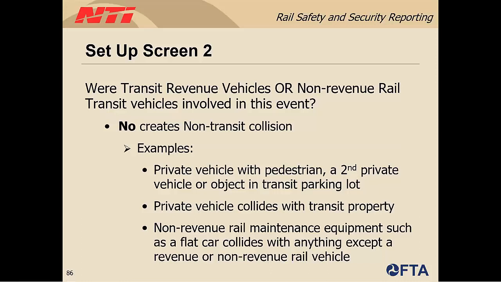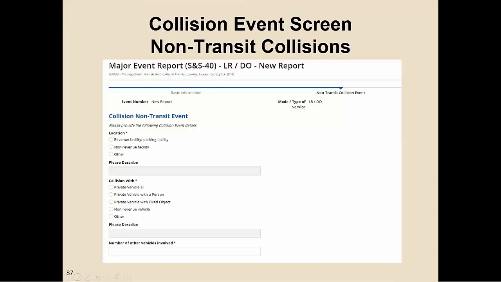The question regarding were transit revenue vehicles or non-revenue rail transit vehicles involved in the event. You may remember earlier I mentioned that non-transit collisions are reportable, such as a vehicle hitting a catenary pole or whatever the case may be. Here's a couple of examples of non-transit collisions. And the way that a non-transit collision is generated is by answering no to this question, were transit revenue vehicles involved? This is a screenshot of the non-transit collision form. As you can see, it's much smaller.